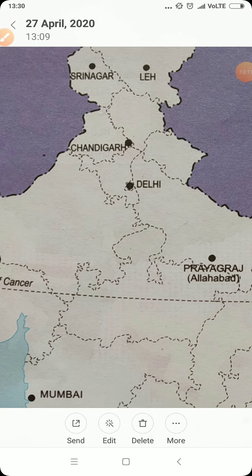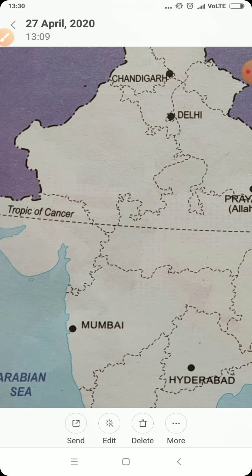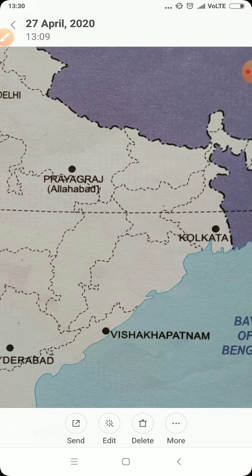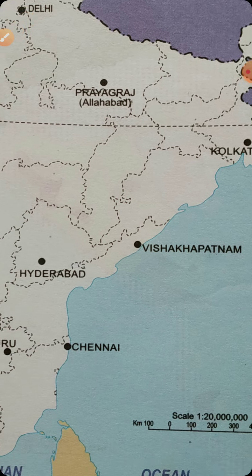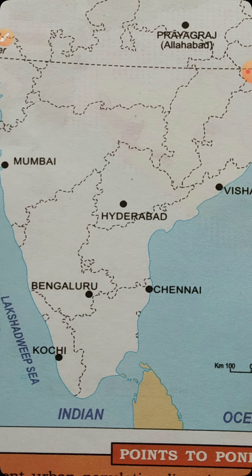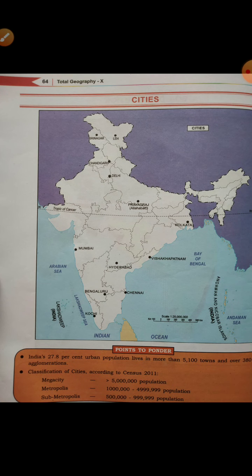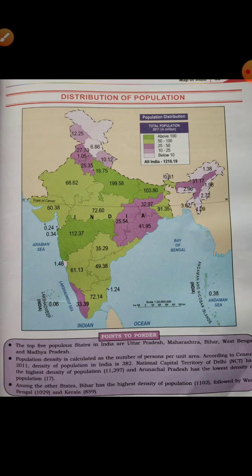Then Delhi is shown, Chandigarh is shown, Tropic of Cancer is shown, Mumbai is shown, Prayagraj is shown, which has been changed from here, where the standard meridian also passes. Kolkata, Visakhapatnam, then Hyderabad, Mumbai, Chennai, Bangalore, and Kochi. So all this you have to keep in mind when you prepare the map for cities.